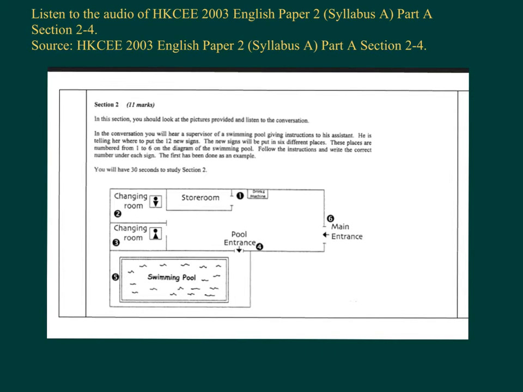Listen to the audio of HKCEE 2003, English Paper 2, Syllabus A, Part A, Section 2 to 4.